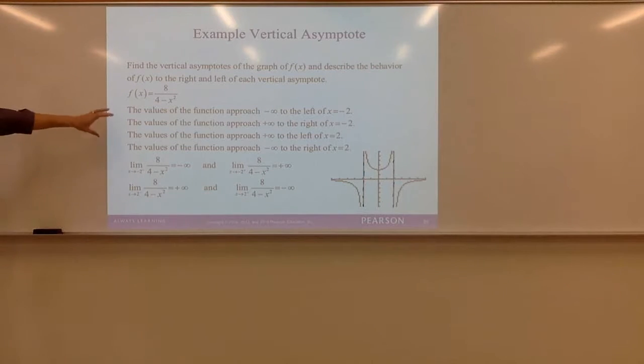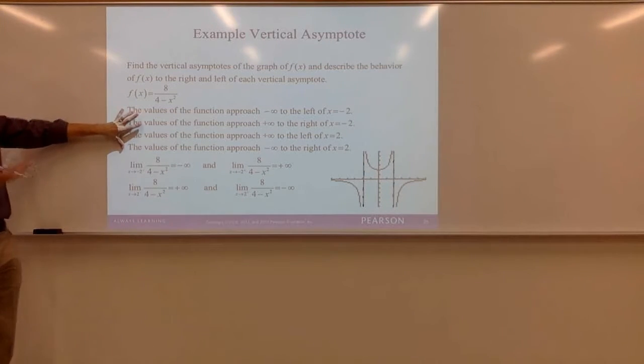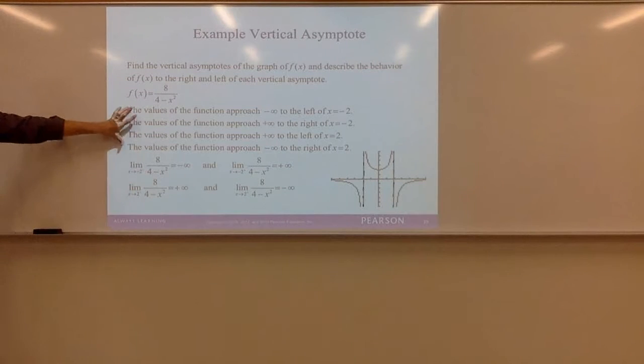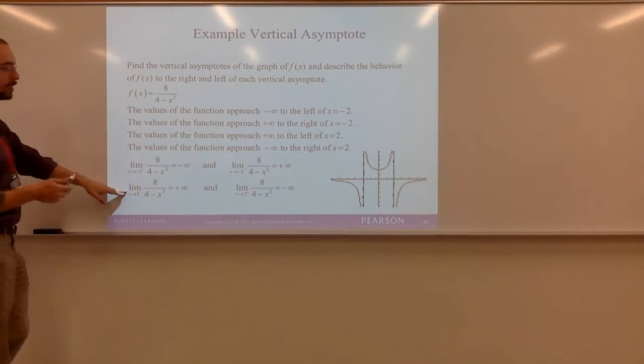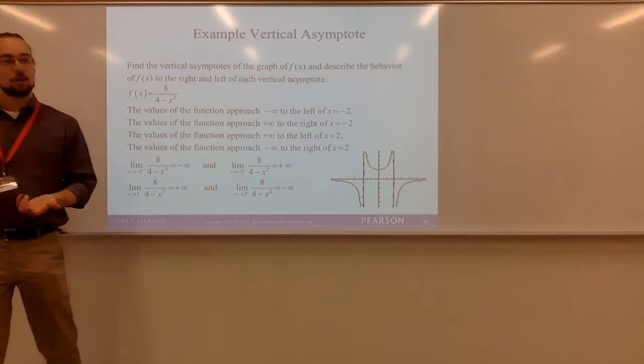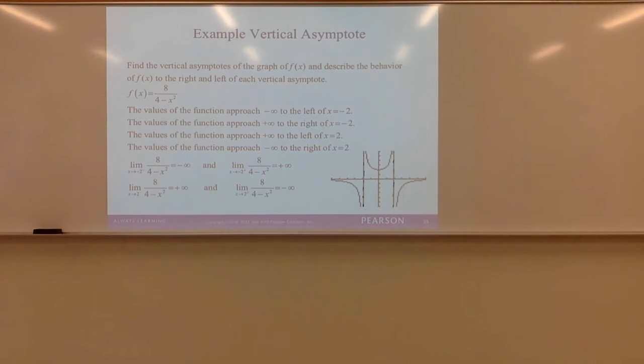These are just kind of putting the symbols into sentences. So we don't need to worry about writing out these sentences. What we're more concerned with is the notation down here: just saying the limit as x approaches these asymptotes from the left and from the right could be positive or negative infinity. Now, what if I asked you, what's the limit as x approaches negative 2?